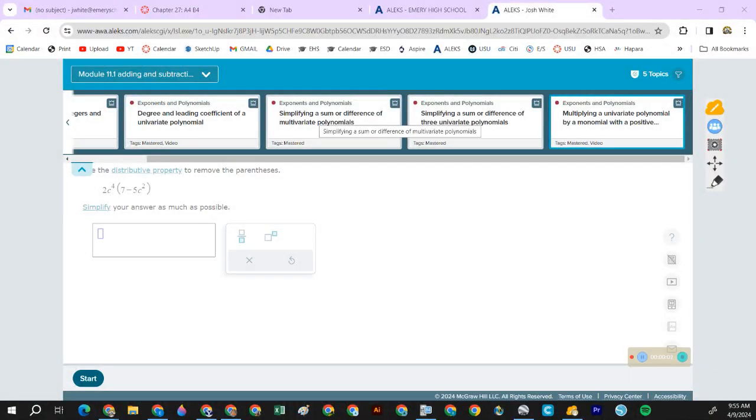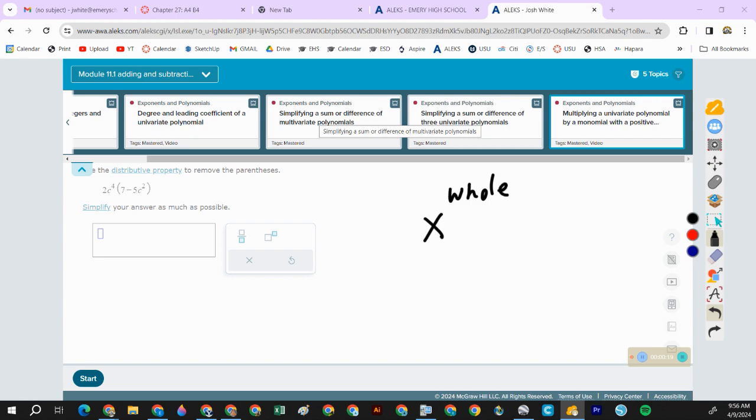It is time for 11.1. We're going to be dealing with polynomials. How do you know if something is a polynomial? Well, we have a variable like x to a whole number.